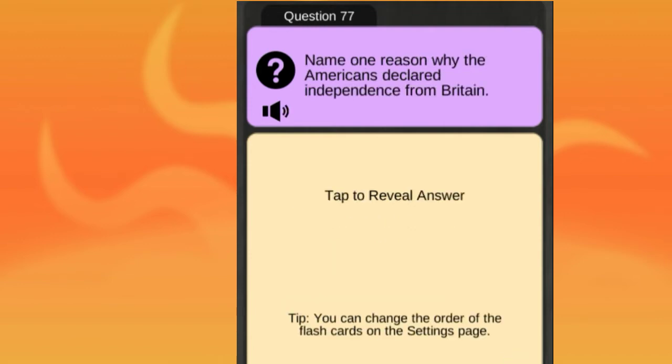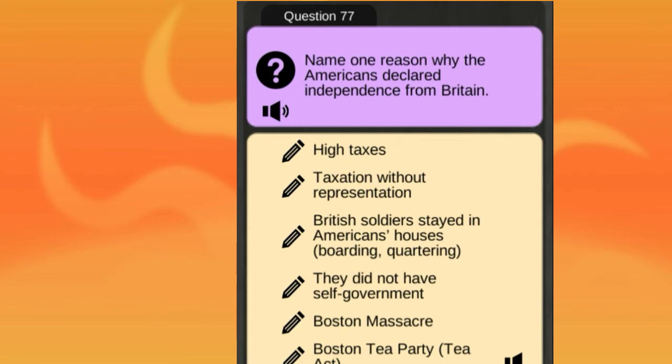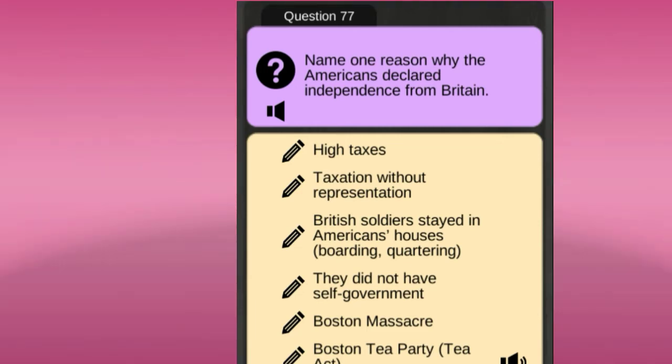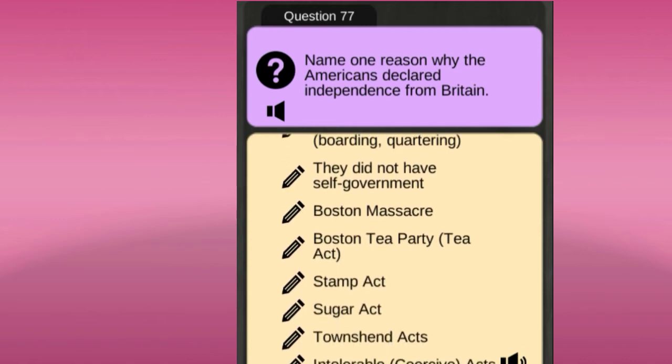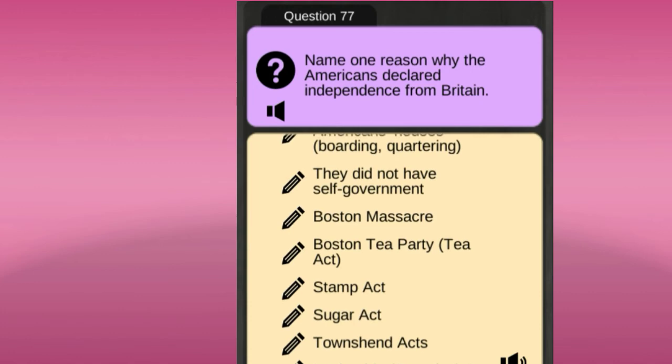Name one reason why the Americans declared independence from Britain. High taxes. Taxation without representation. British soldiers stayed in Americans' houses, boarding, quartering. They did not have self-government. Boston Massacre. Boston Tea Party, Tea Act. Stamp Act. Sugar Act. Townsend Acts. Intolerable, coercive acts.